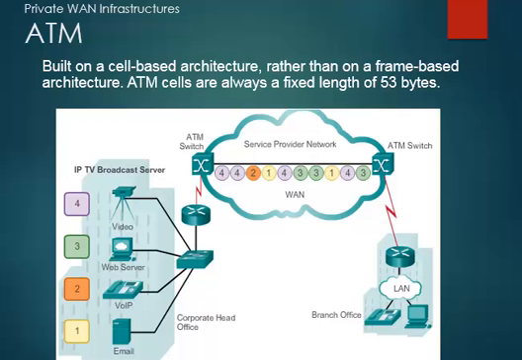ATM, or Asynchronous Transfer Mode, technology is capable of transferring voice, video, and data through private and public networks. It's built on a cell-based architecture rather than on a frame-based architecture. ATM cells are always a fixed length of 53 bytes. The ATM cell contains a 5-byte ATM header followed by 48 bytes of ATM payload.